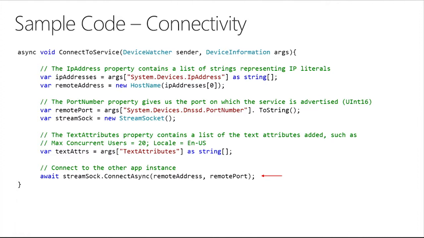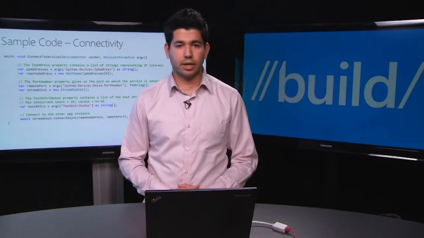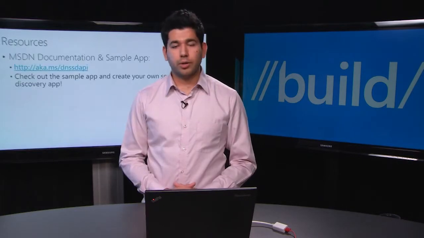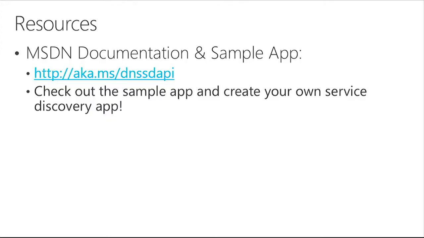Using the IP address and the port number, we can go ahead and create the socket connection. Once we have the IP address and the port number, we can go ahead and start the socket connection. I don't have a demo for you today, but please take a look at the DNS-SD documentation and sample app.